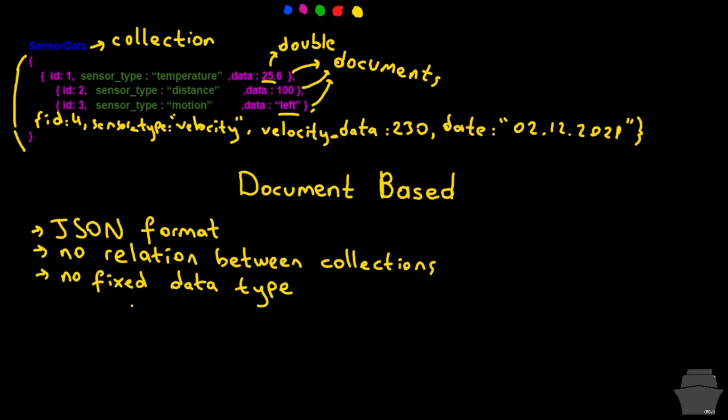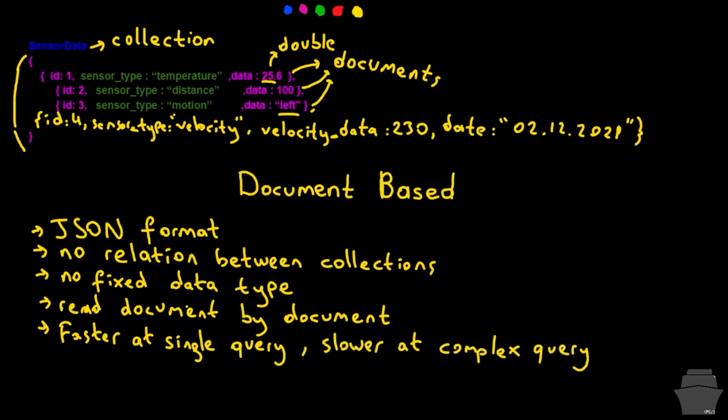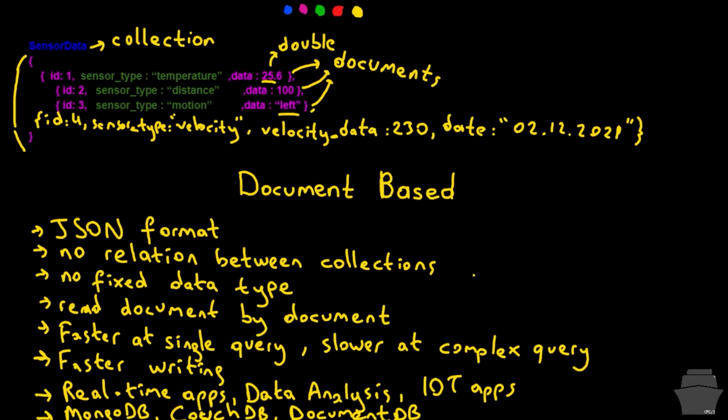In document-based database, we read data document by document. It is fast for simple and single queries. The more complex query causes slower reading transactions. It is faster at writing transactions because there is no validation while adding the data. It is useful for real-time apps, data analysis, and IoT apps, so we can say MongoDB, CouchDB, DocumentDB are examples of document-based database.